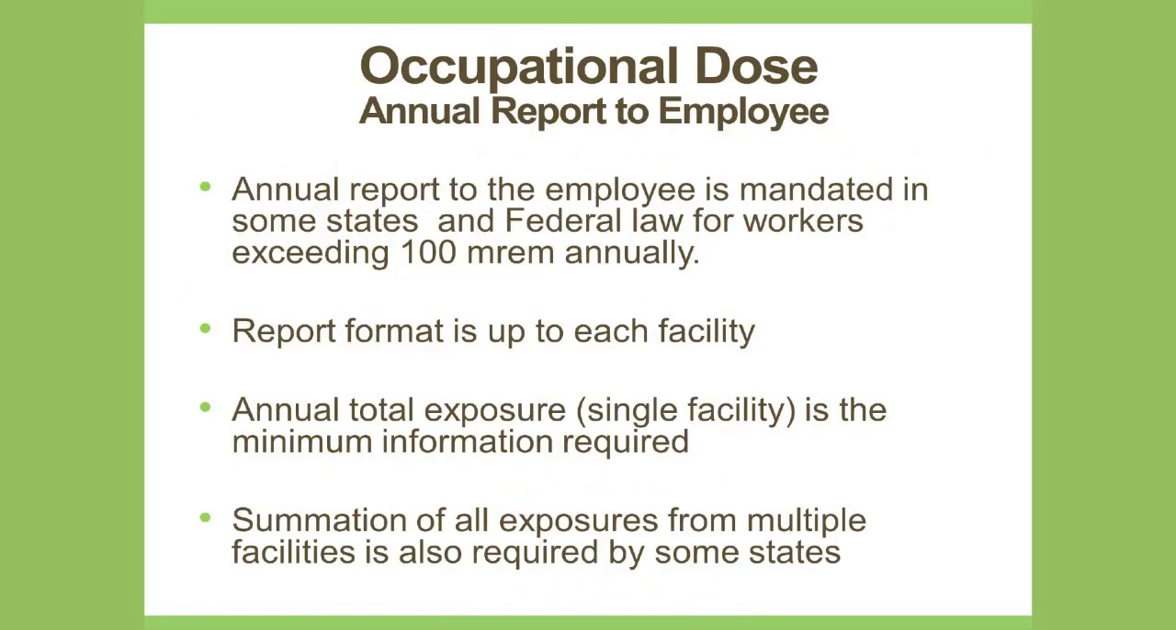You should know that there should be an annual report to the employees if you get over 100 millirem annually, and you should be notified of that. It should be available to you every year if you get over 100 millirem annually. If you don't see that, you probably didn't get over 100 millirem. And if you ever want to see your exposure, please talk to the person responsible for radiation in your facility.